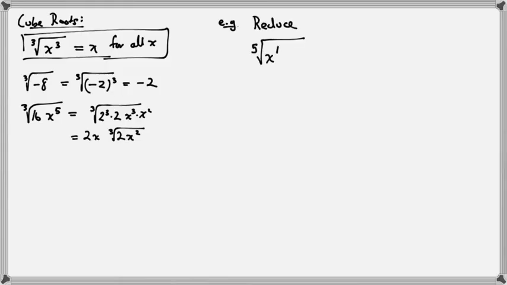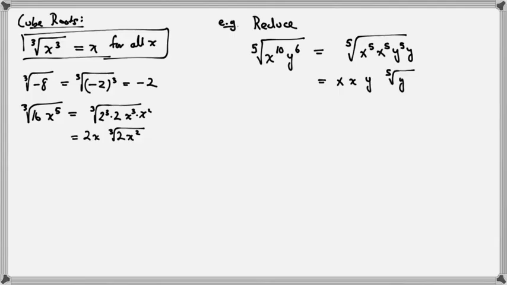Let's look at another example. Let's reduce the fifth root of x to the 10 times y to the sixth. Now I'm looking for fifth powers. X to the 10 is x to the fifth times x to the fifth. Y to the sixth is y to the fifth times y. Every fifth power comes outside. And I'm left with one factor of y under the radical. And again, this is an odd radical, fifth root, and so there's no need for absolute value here. I get x squared times y times the fifth root of y.